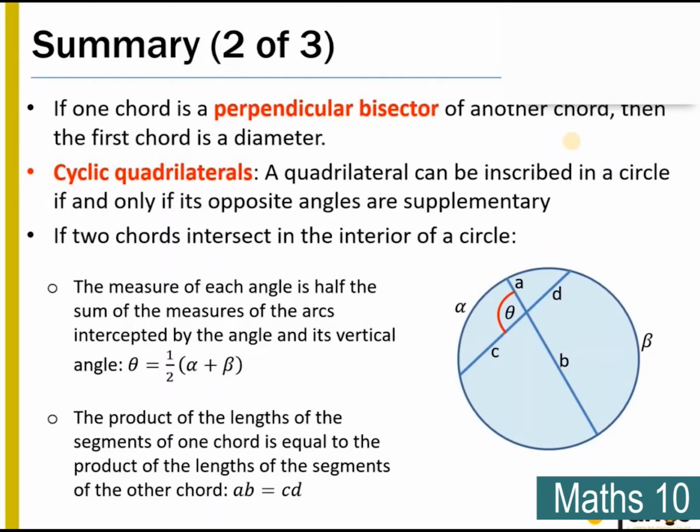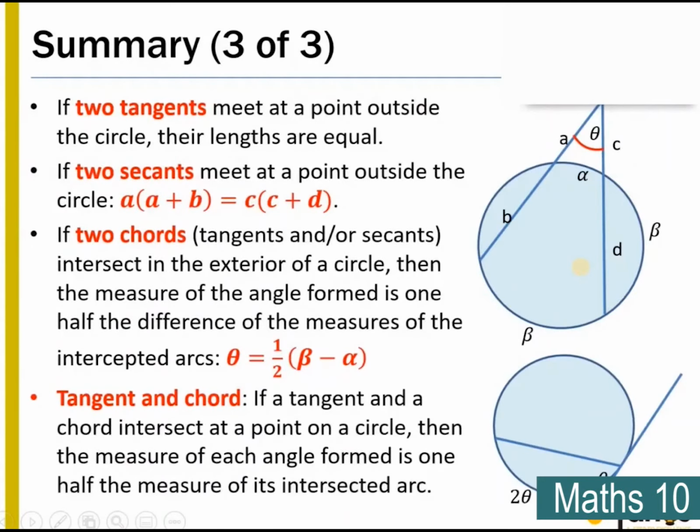If two chords intersect on the interior of a circle, then the measure of each angle is half the sum of the measures of the arcs intercepted by the angle and its vertical angle, so theta is a half of alpha plus beta, and also the product of the lengths of the segments of one chord is equal to the product of the lengths of the segments of the other chord. So A times B equals C times D. If two tangents meet at a point outside the circle, their lengths are equal.